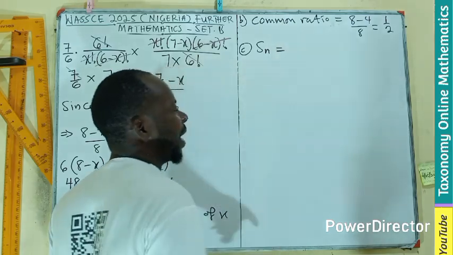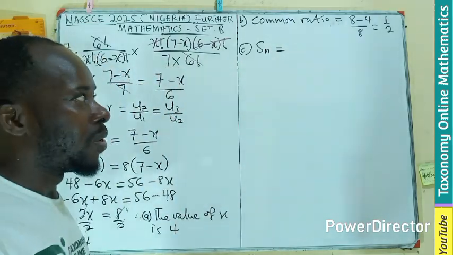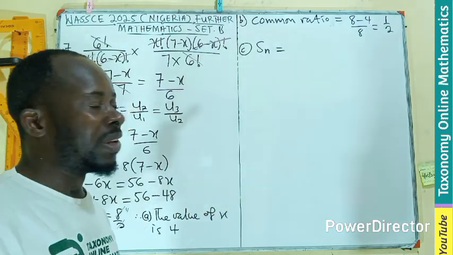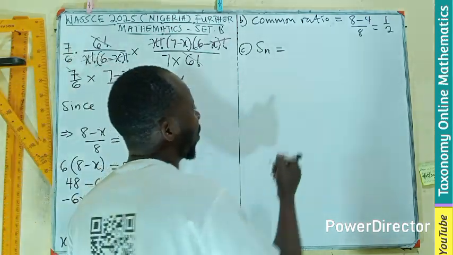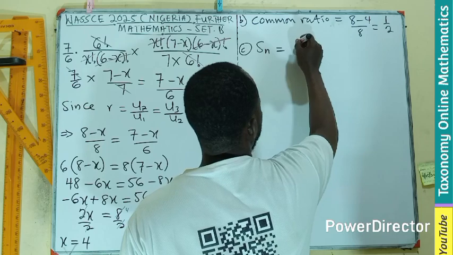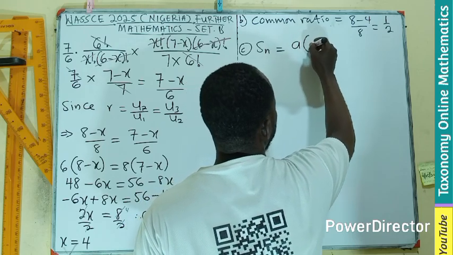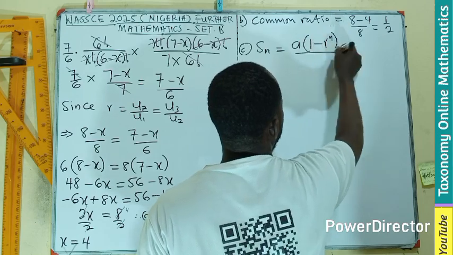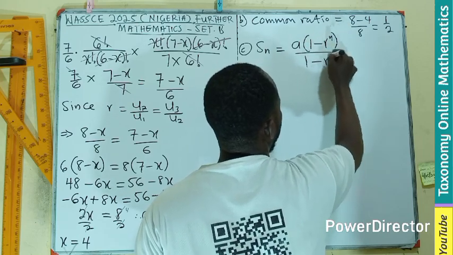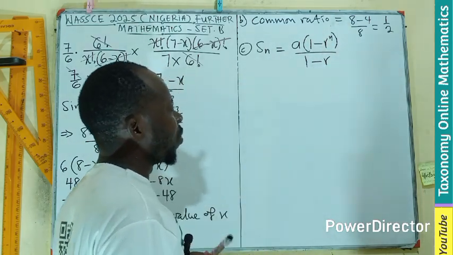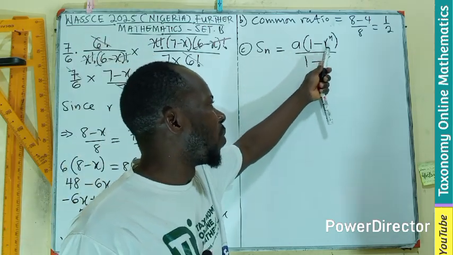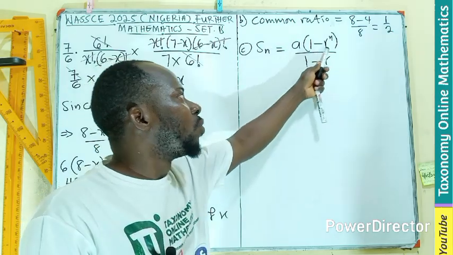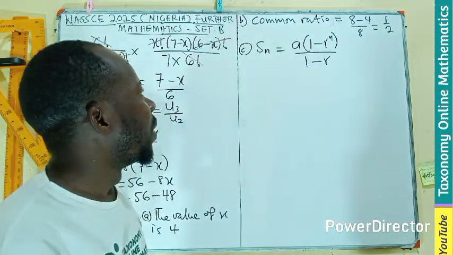Now, there are two formulas which depend on the common ratio. The common ratio is less than 1. So we are going to have A into bracket 1 minus r exponent n divided by 1 minus r. This is done because 1 is bigger than the common ratio. If the common ratio is bigger than 1, r would have come first before the 1.